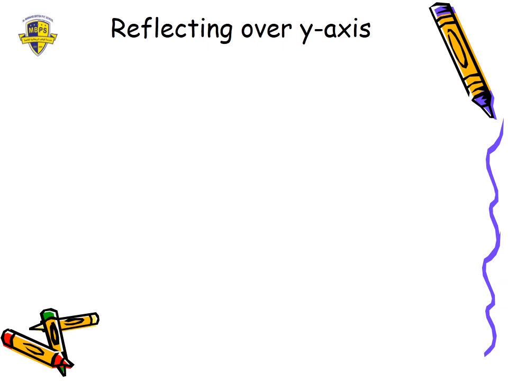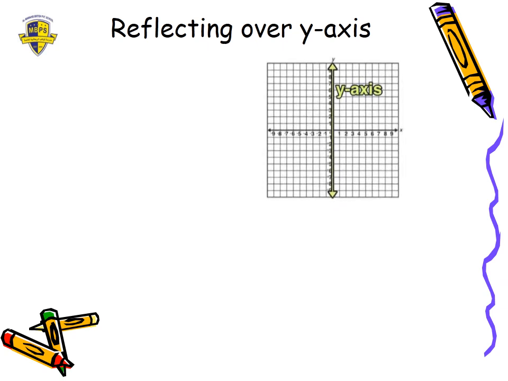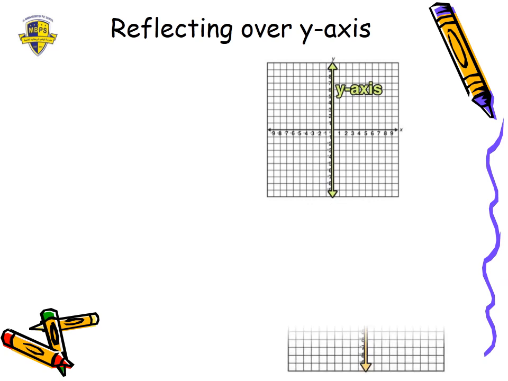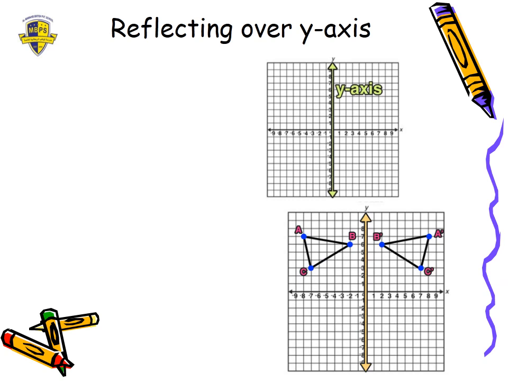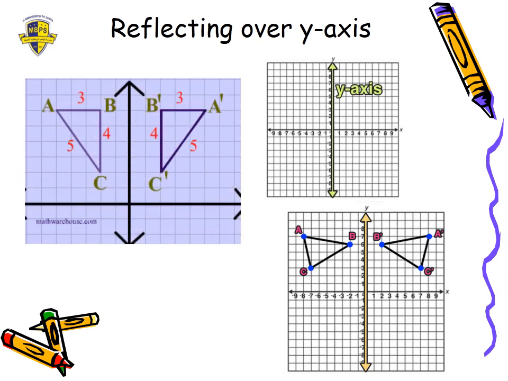And now let's learn how we can reflect shapes over the y-axis. This is the y-axis, the vertical line, remember. And here when we want to reflect over the y-axis, the y-axis will be our mirror line. So the shapes will be reflected over the y-axis. This is another example of how we can reflect shapes over the y-axis. Now we will see more examples to understand this.